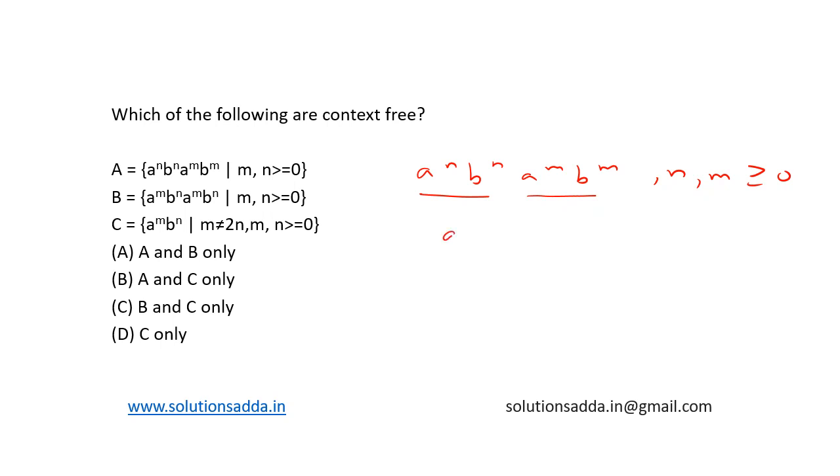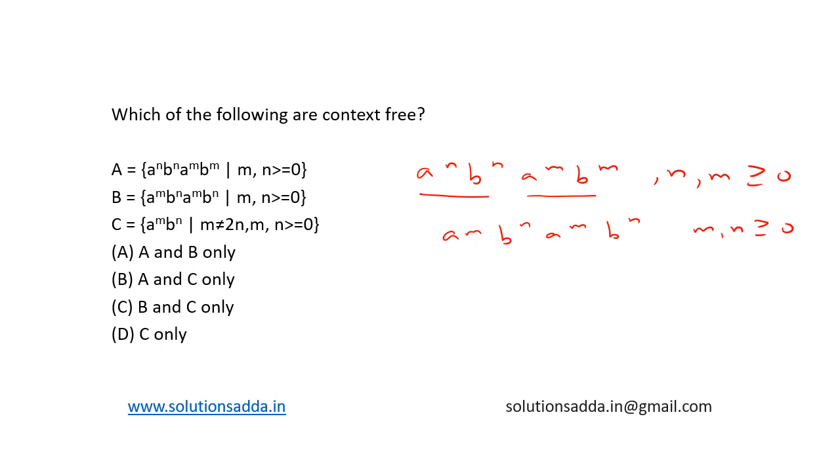That is a power m, b power n, m comma n greater than or equal to 0. This is not context free because using a single stack we cannot properly compare m and n. So this is not context free, and this is a context sensitive language which requires two stacks for comparison.